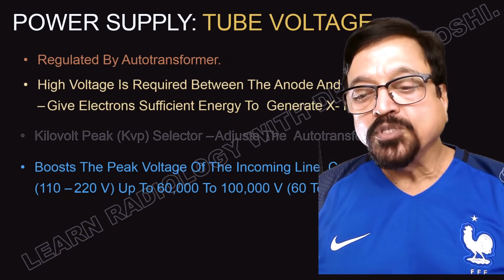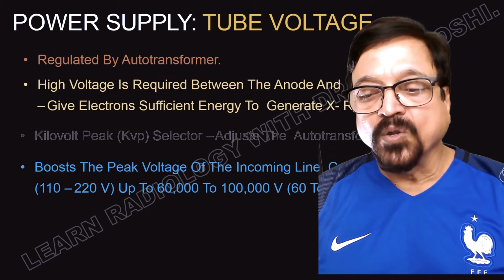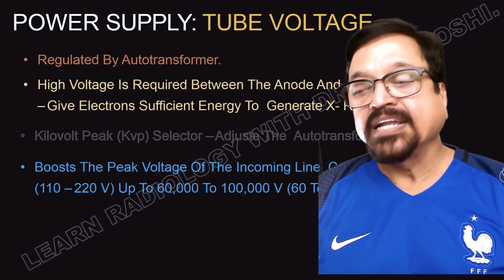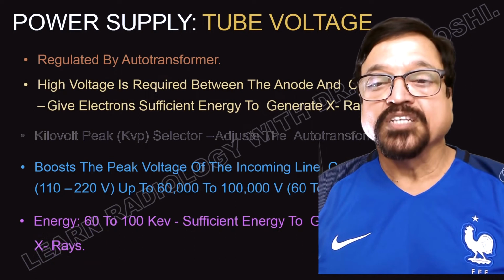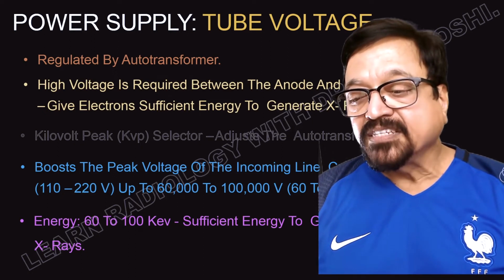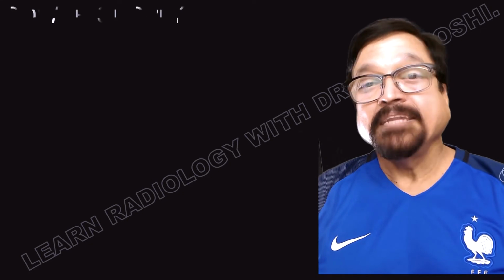Now it boosts the peak voltage of the incoming line, 100 to 120 volts, up to 60,000 to 1 lakh volts. That is 60 to 100 kV, in some machines up to 130 kV. So this is a very high increase. Now energy of 60 to 100 kV is sufficient to generate X-rays of high penetrating capacity.